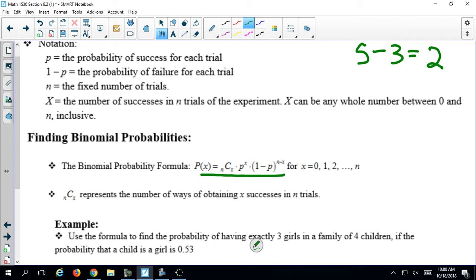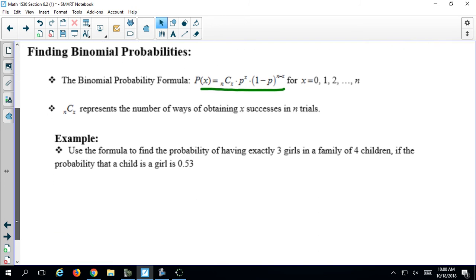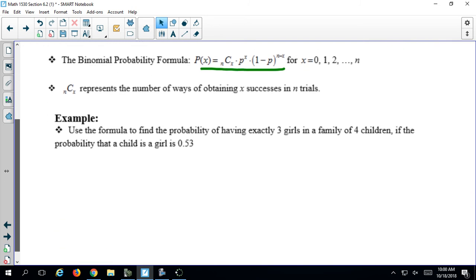So this was 3/4 squared. That N minus X is how many times you fail if you succeed X number of times, and there are N number of trials total. Right, so let's do another example, and we're just going to plug it into the formula and see what happens.